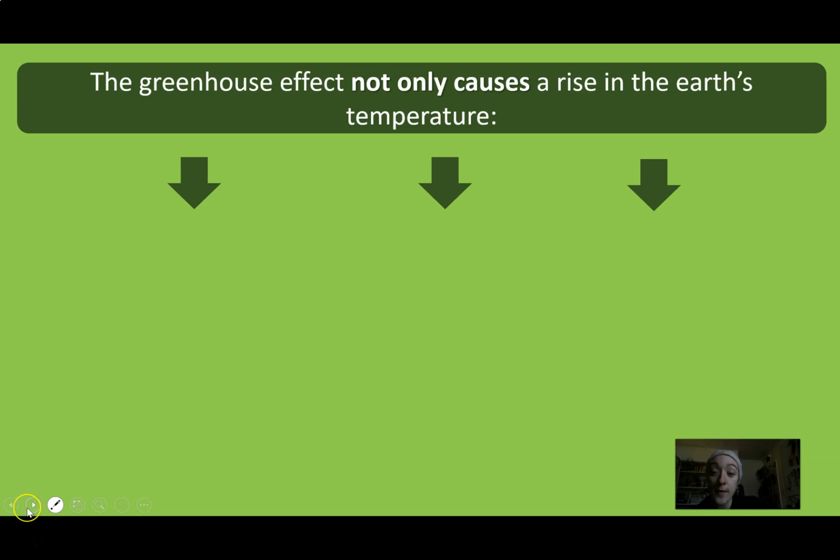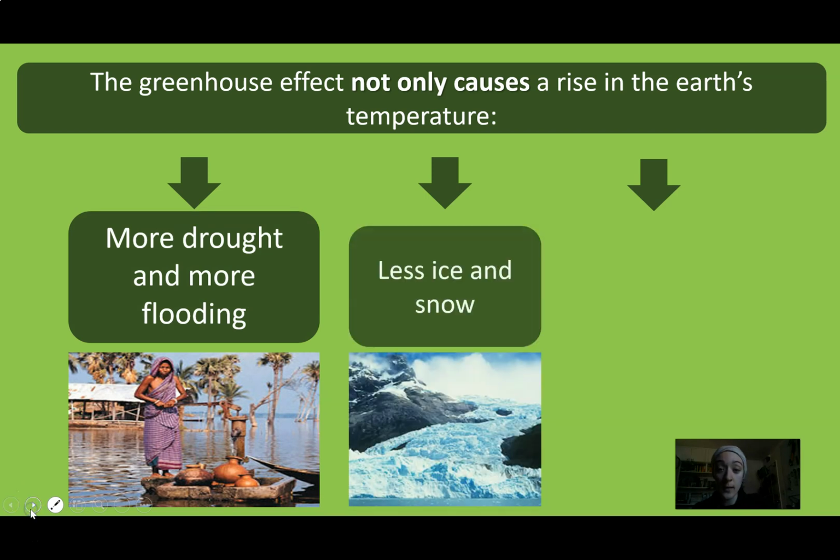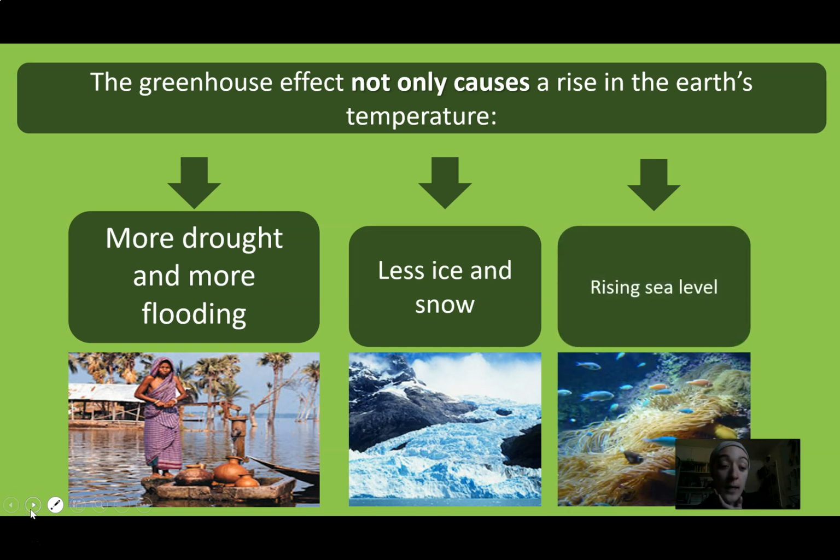So the greenhouse effect not only causes a rise in the Earth's temperature, but it also is like a ripple effect or a domino chain, right? It can cause more drought, or conversely, more flooding. It could cause less ice and snow, causing glaciers to melt. And it can also cause rising sea levels. It causes the sea to rise and potentially flood coastal cities.